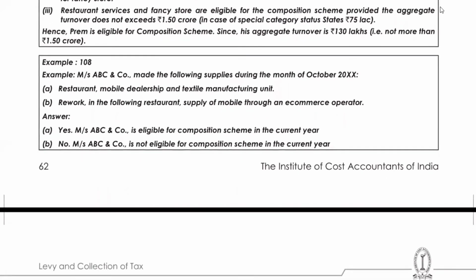Messrs. ABC and Company made the following supplies during the month of October: restaurant, mobile dealership, and textile manufacturing unit. Is he eligible? Restaurant, mobile dealership, and textile manufacturing. Yes, he is eligible.